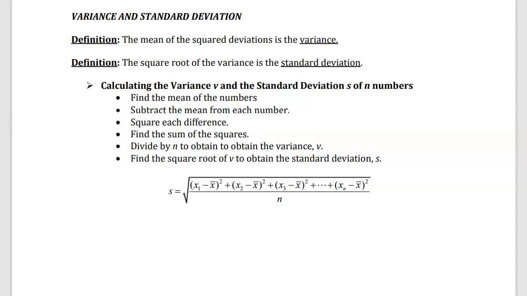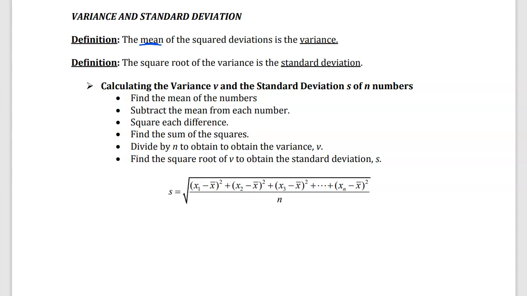Another measure of spread is variance and standard deviation. Variance is the mean of the squared deviations. Squared deviations means that we're going to subtract each value from the mean and we square them. So notice here we take each value minus the mean and we square it. Then we're going to add those up and divide by how many we have.